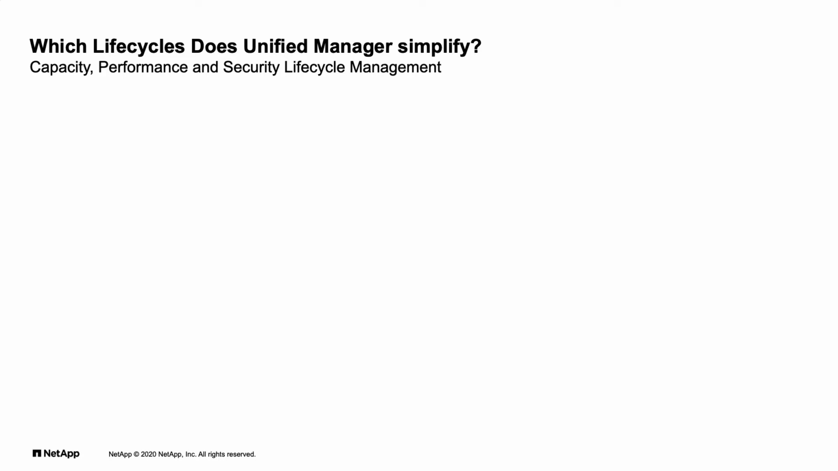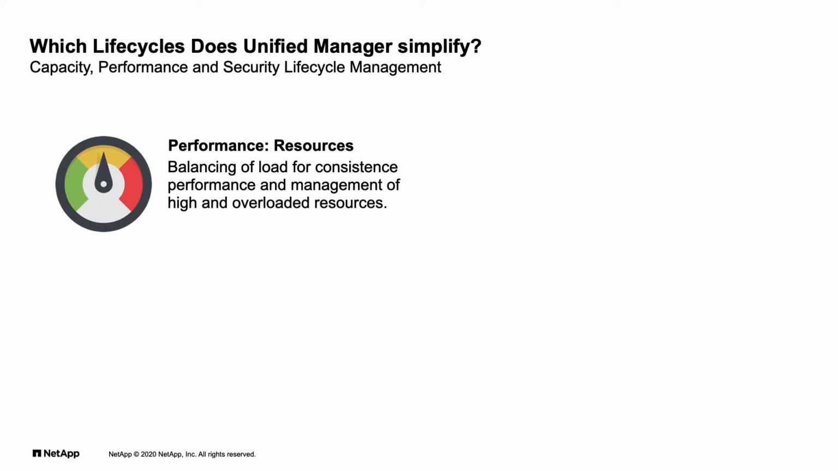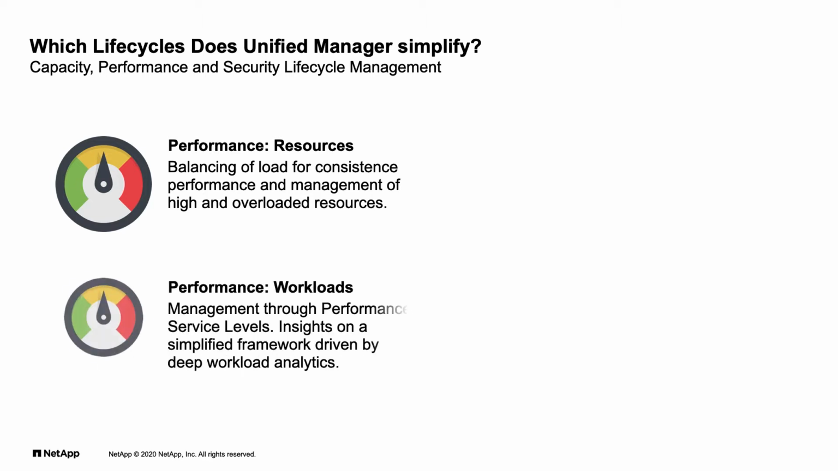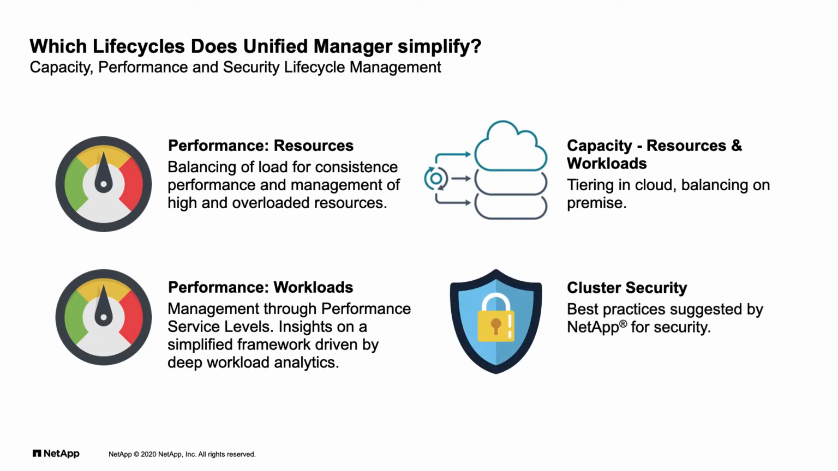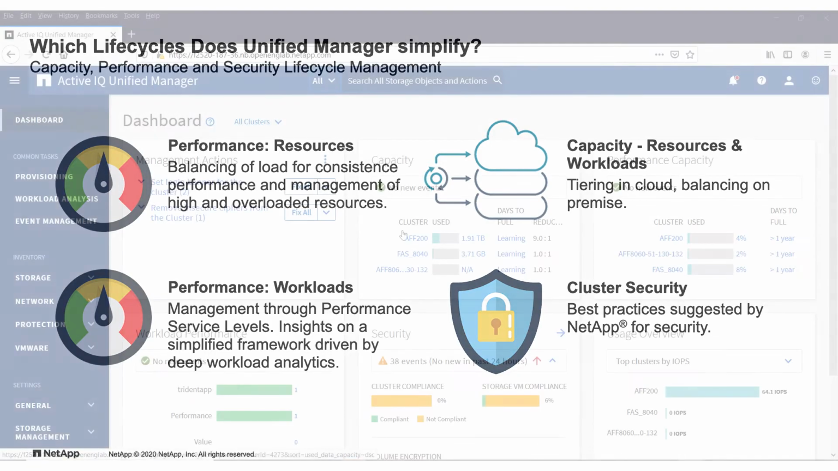AIQUM 9.8 performs lifecycle management in the following 4 key areas: storage resource performance, which takes care of balancing resource load for consistent application performance; storage workload performance, which manages workload through performance service levels; storage capacity, which makes sure that the storage resources never run out of space by tiering data and balancing capacity; and storage security, which helps customers verify systems adhere to NetApp security best practices.